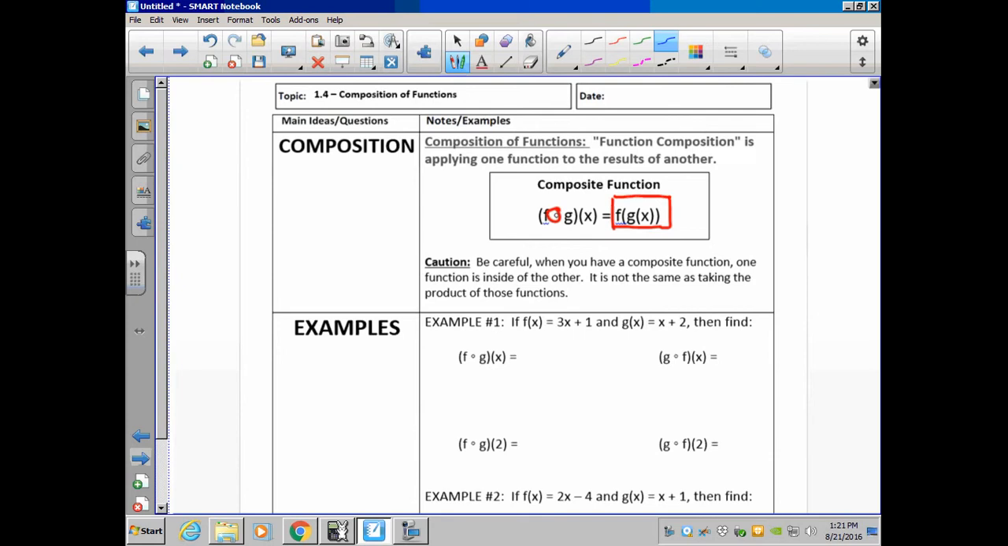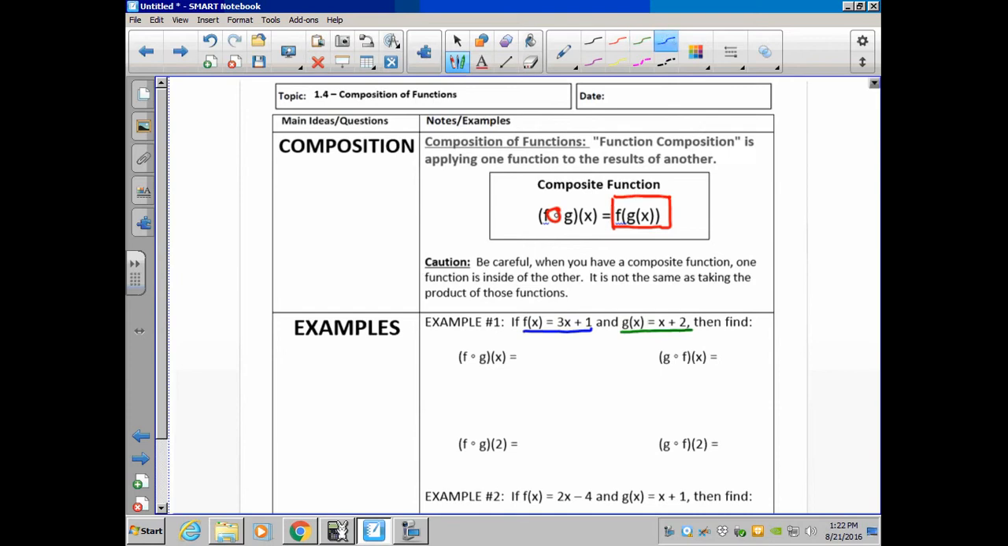All right, let's take a look at example 1. So we have f of x is 3x plus 1, and g of x is x plus 2. So they're simply just two separate functions, and we're going to replace one inside of the other. All right, so I'm going to start with the f and then the open circle g of x. That means f of g of x.